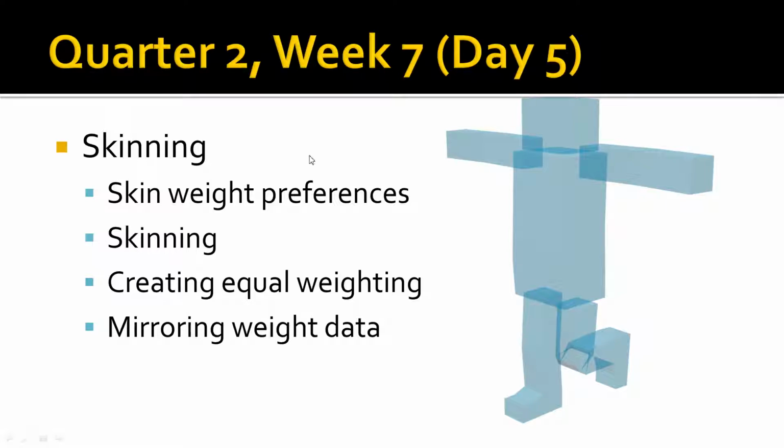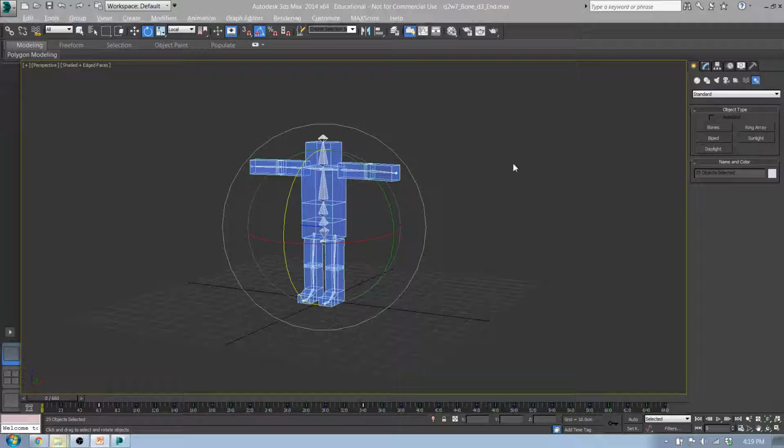It takes time to get good, but we are going to talk about skin weight preferences, skinning, creating equal weighting on things like the crotch, and how to mirror the weight data at the end, because really we only want to do half the work we want to do.